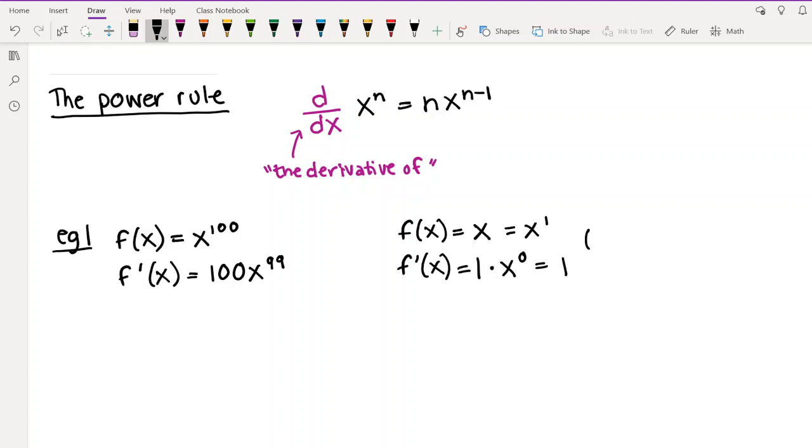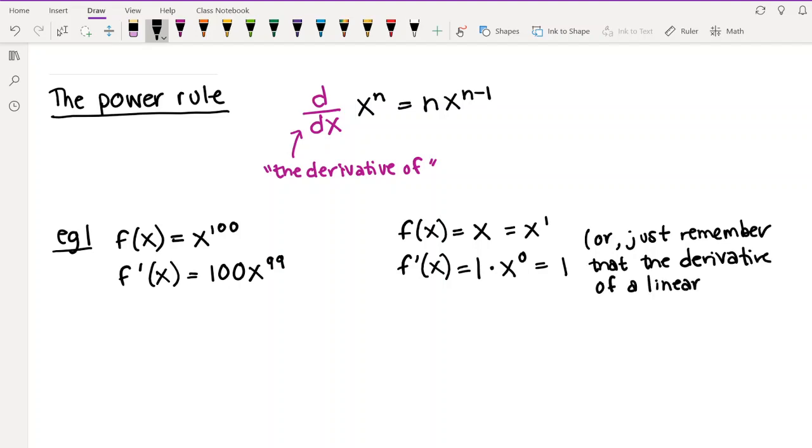However, I wouldn't do it like this. I would just remember the fact that if you have a line, the derivative is just the slope. So I'll just say that. Or just remember that the derivative of a linear function is its slope.